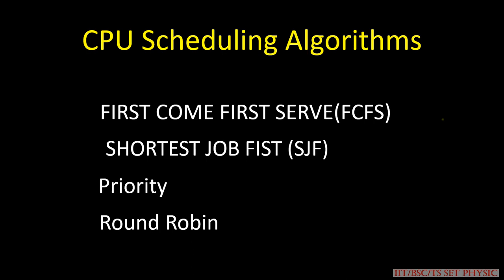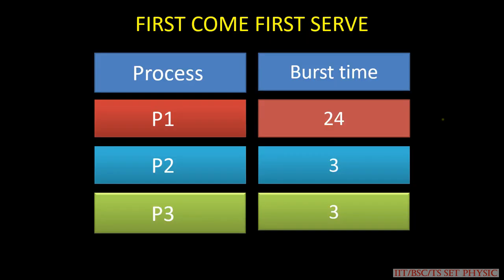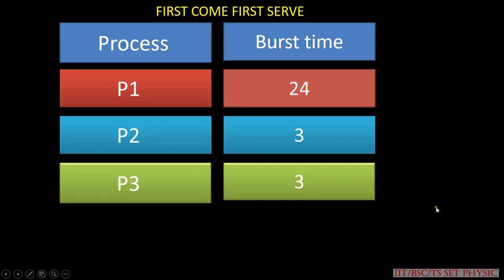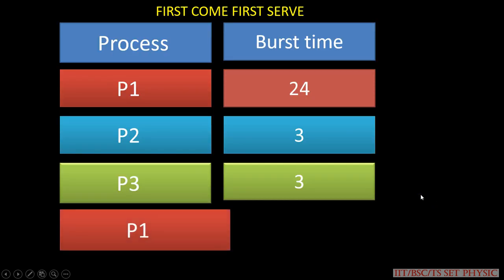An example for first come first serve is like this. The processes are P1, P2 and P3, and the burst times are 24, 3 and 3. That means P1 completes at 24 milliseconds, P2 at 3 milliseconds, and P3 at 3 milliseconds. In first come first serve, the first to come is P1, so it is served first.